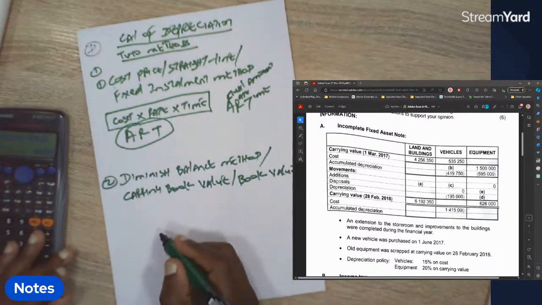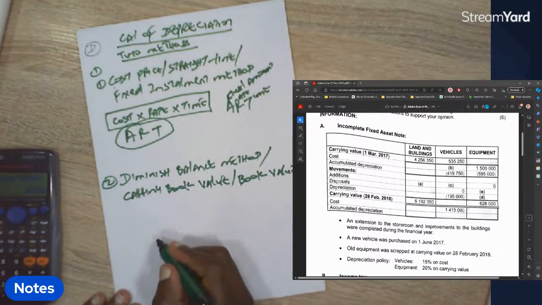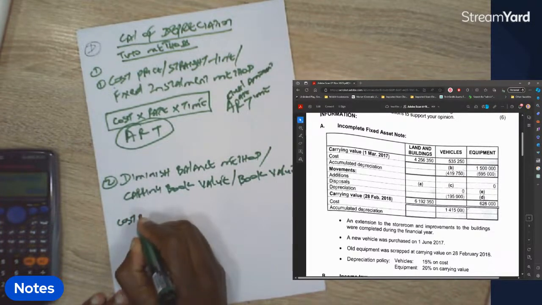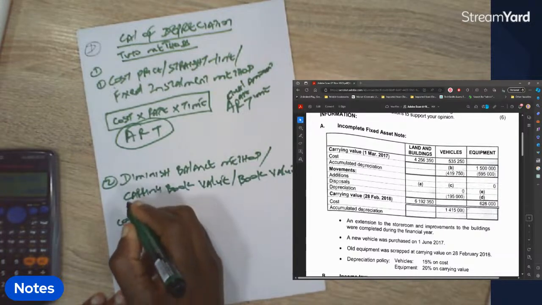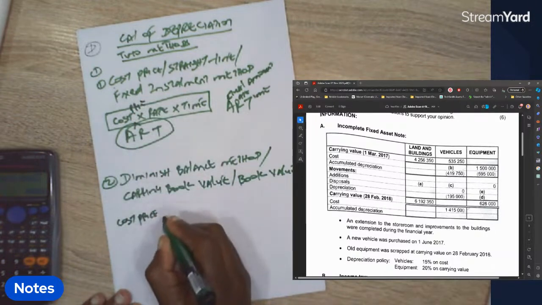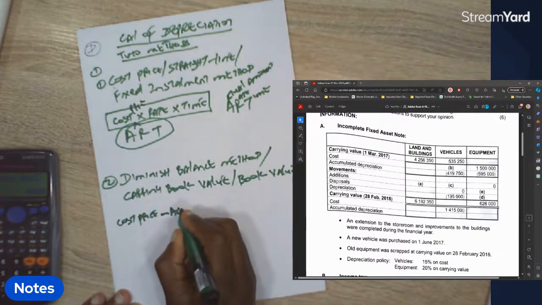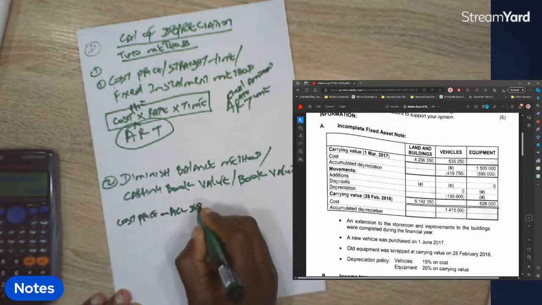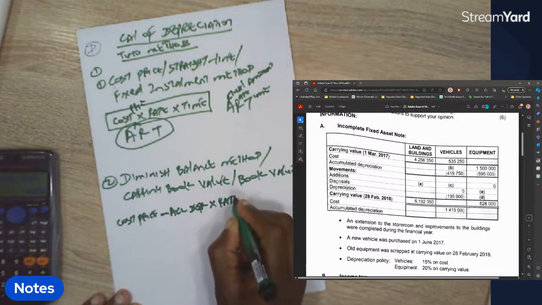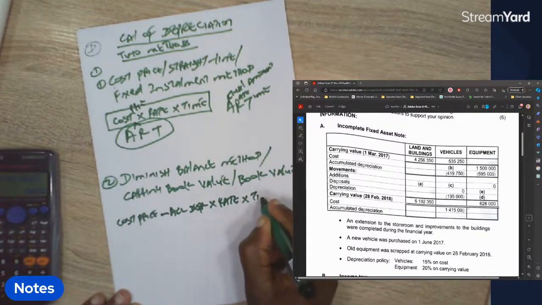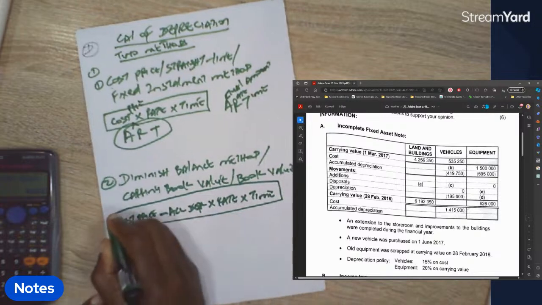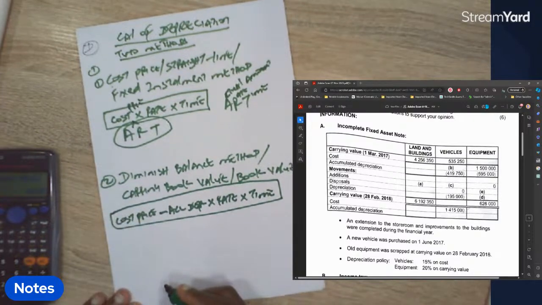So if you get a straight line, if you go to cost price, right? Here I mean cost price again. Now cost price minus accumulated depreciation of that particular asset, times by a rate. It can be in the form of a percentage, times by time. So that is basically the formula, right?